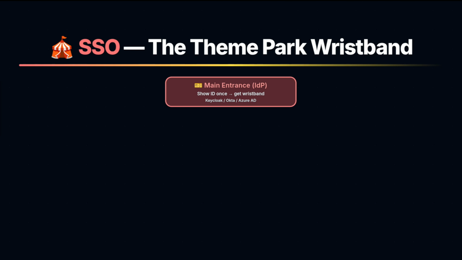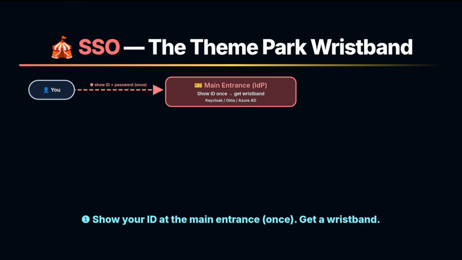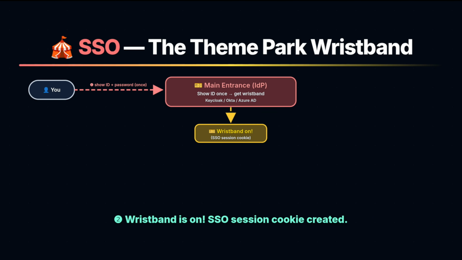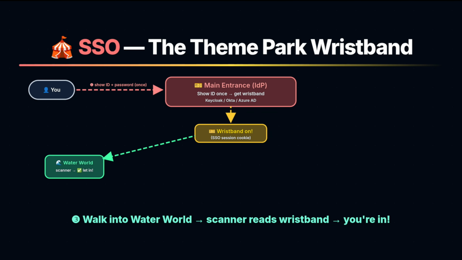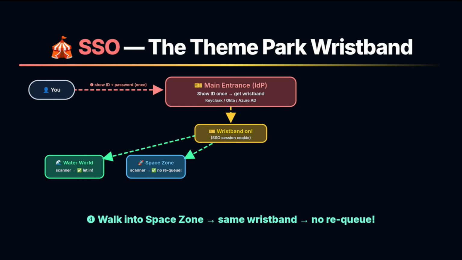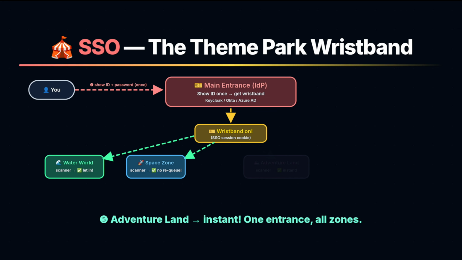Now SSO, single sign-on: one login, many apps. You can imagine visiting a theme park with 10 different zones. Without SSO, every zone has its own ticket booth. You have to buy a ticket for Water World, enjoy the slide, then walk to Space Zone and buy another ticket, and another one for Adventureland.